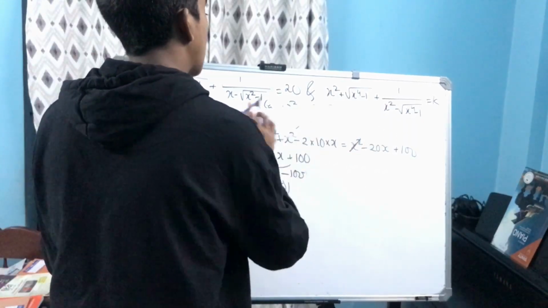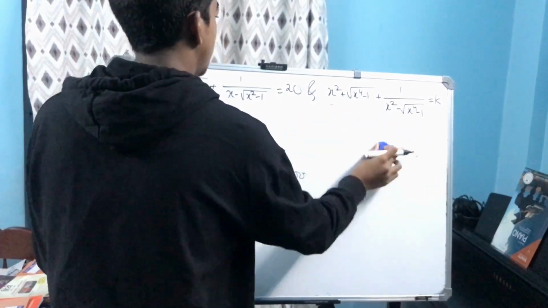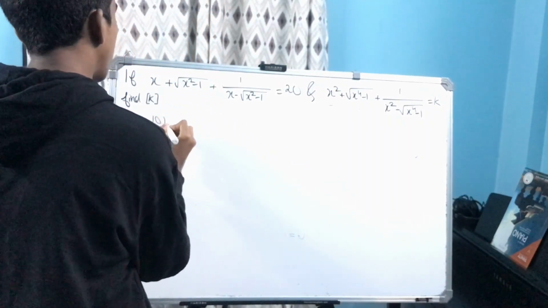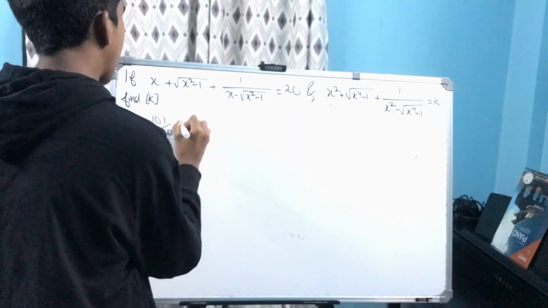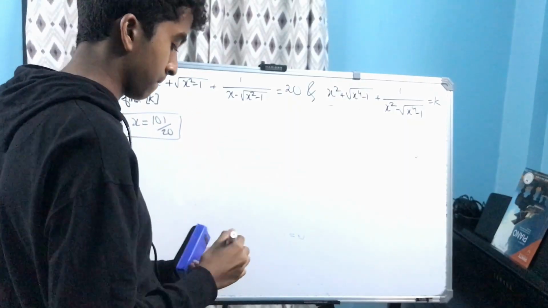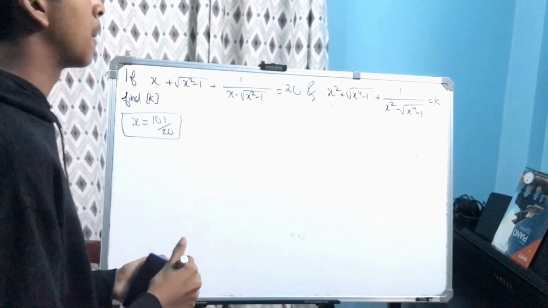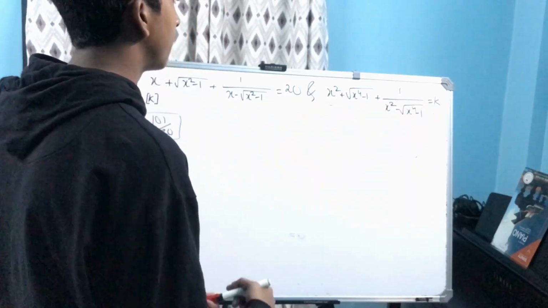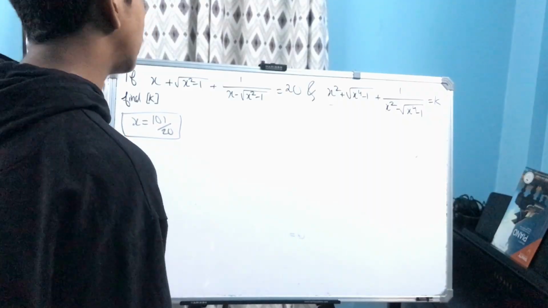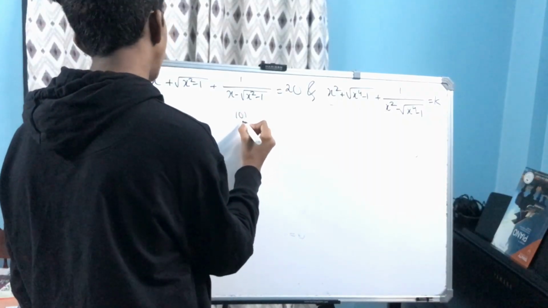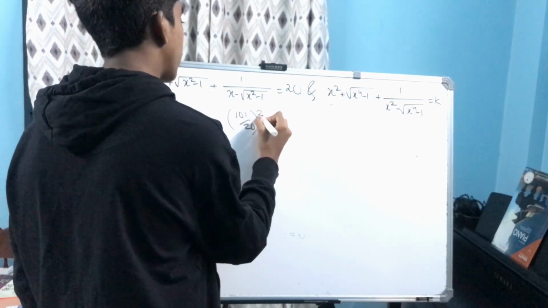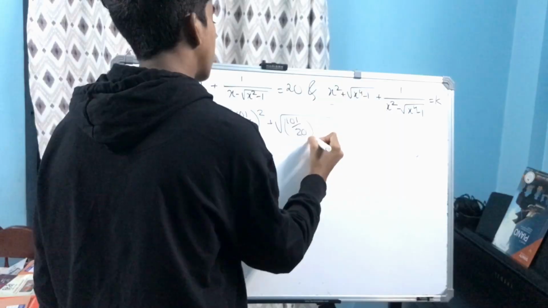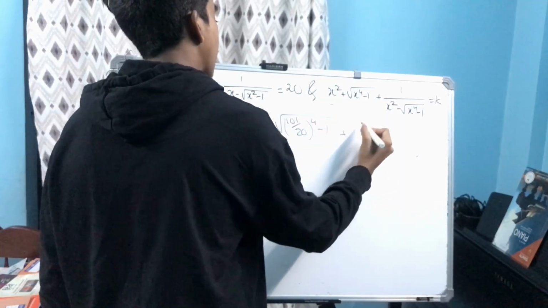Now let's get over to the second equation. Now we know the value of x. x is nothing but 101 by 20. Now we have x squared plus all of this is equal to k. Now we know the value of x, so we simply have to plug this in. Now this is a bit tedious calculations, but it has to be done.